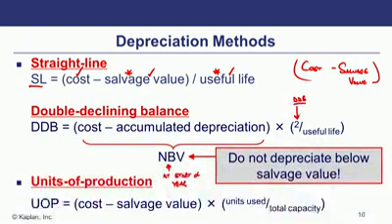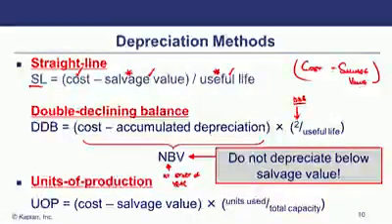There are other versions that don't use 2. There's a 1.5 version, 150% declining balance, and that's used within MACRS, the Modified Accelerated Cost Recovery System used by the IRS in their official depreciation calculations.